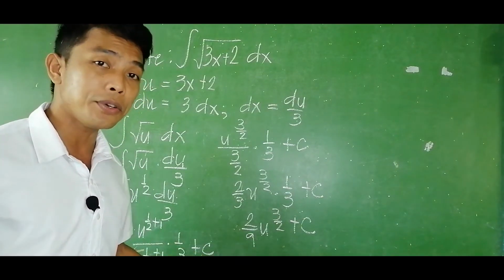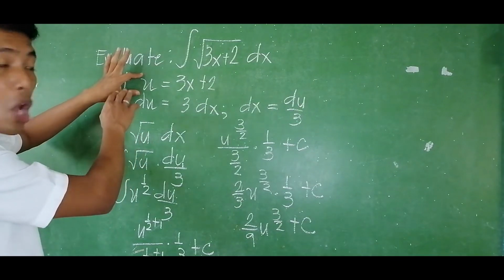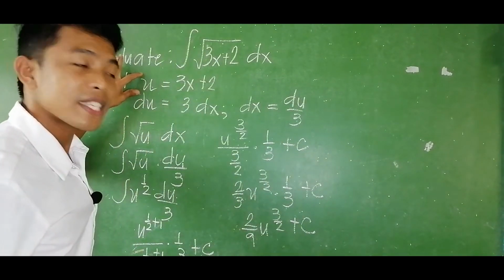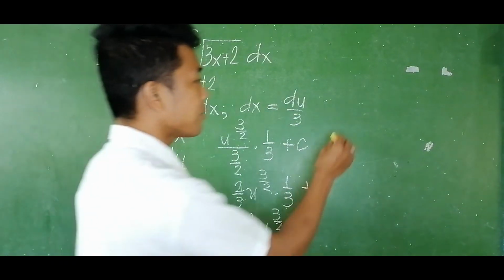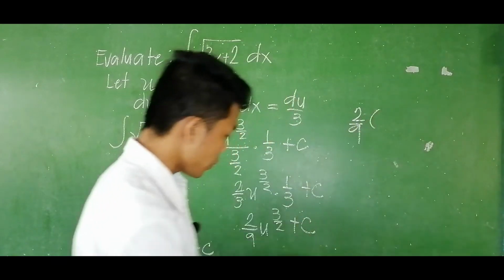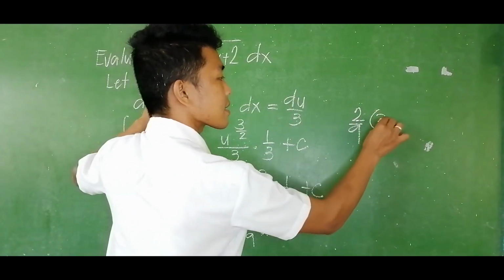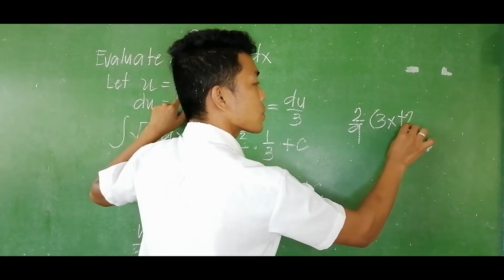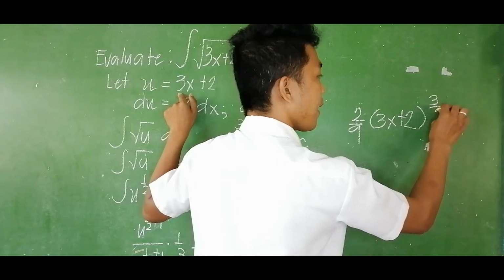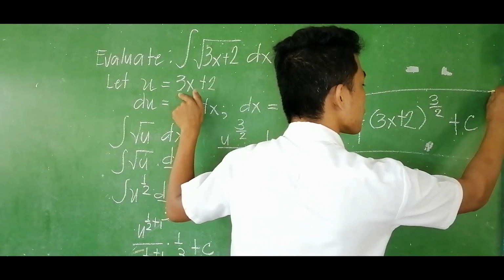So what do we have to do? We need to resubstitute the value of u, which is 3x plus 2, in our final answer. So that means that we have 2 over 9 times the quantity 3x plus 2 raised to 3/2, and then plus C. This is now our final answer.